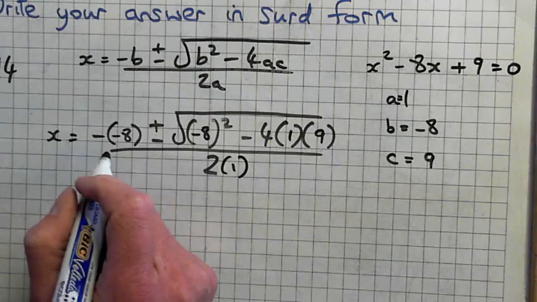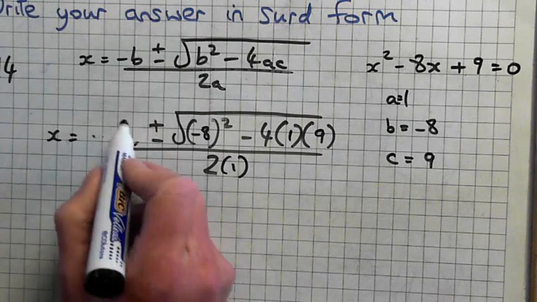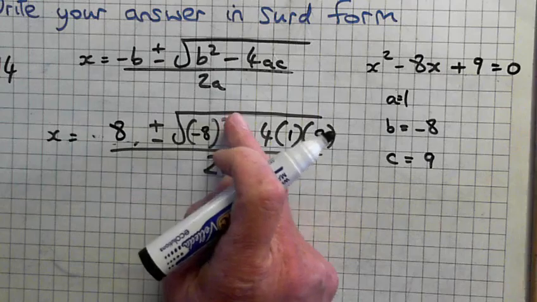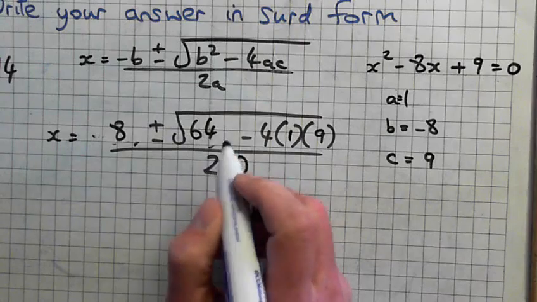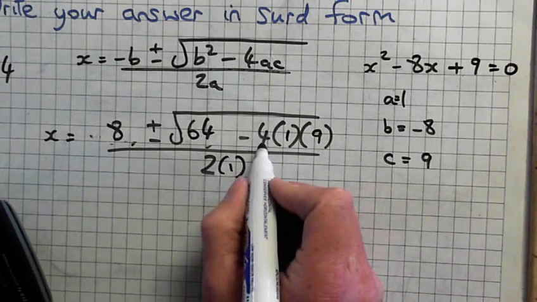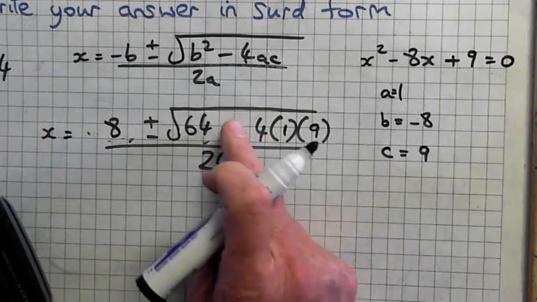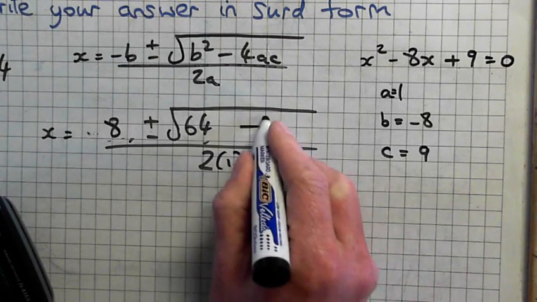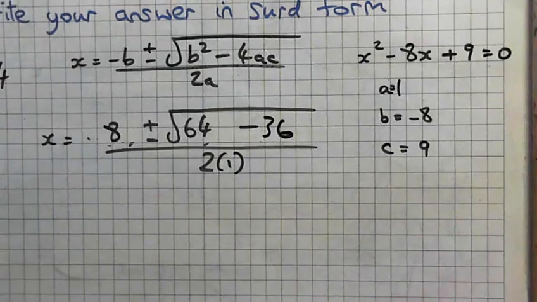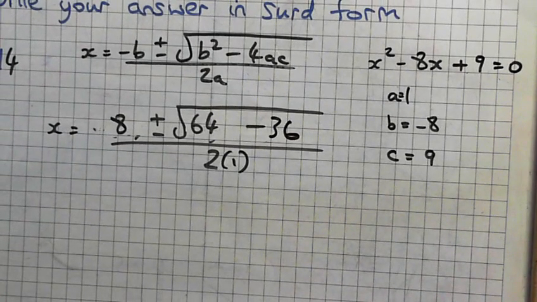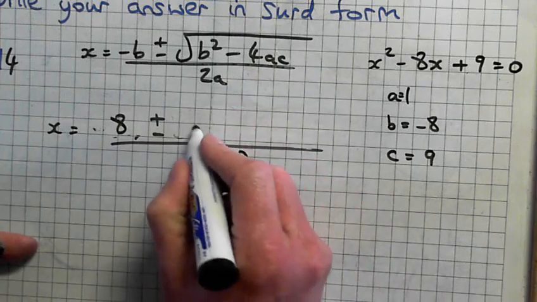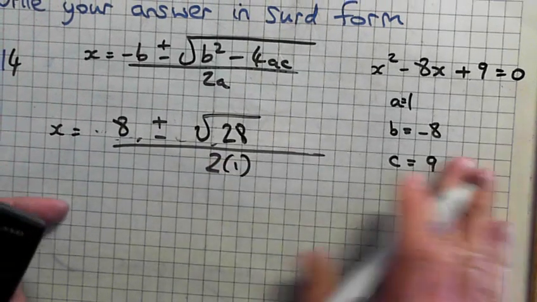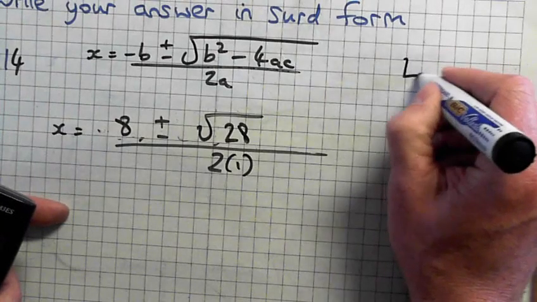The minus times the minus: up here, you end up with a plus 8. What's 8 squared? 64. What's minus 4 times 1 times 9? Minus 36. What's 64 minus 36? 28. Just make sure. It's 28. Square root of 28.